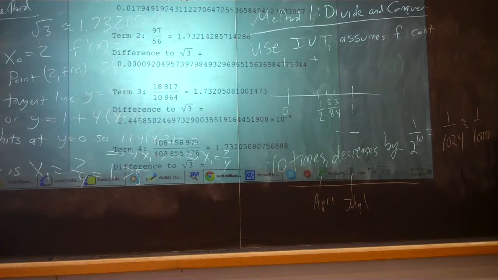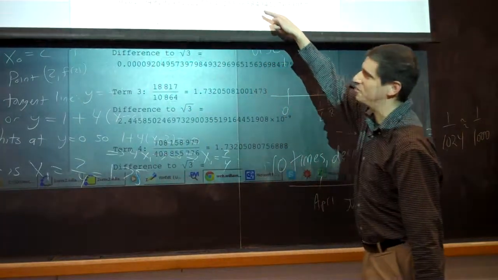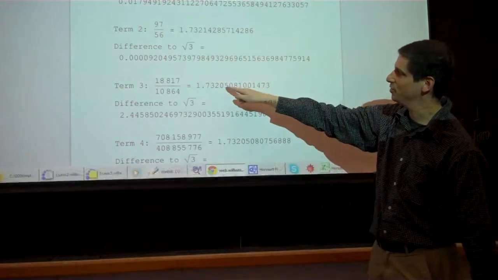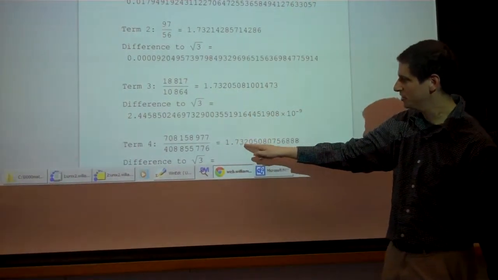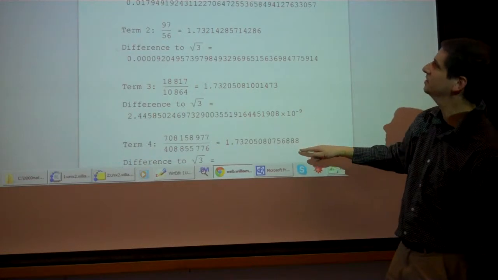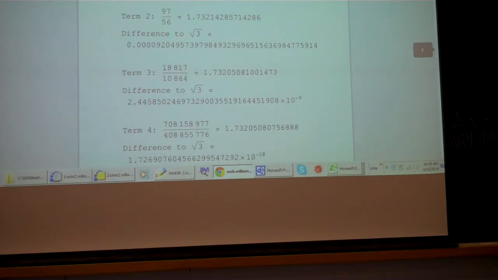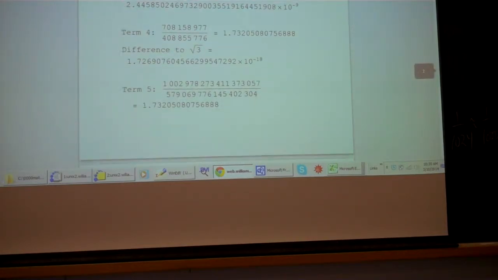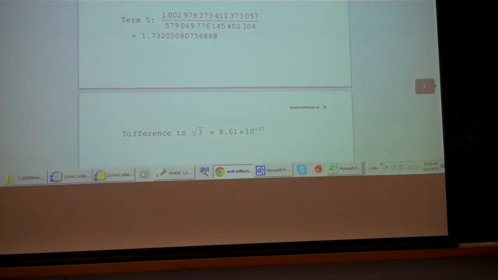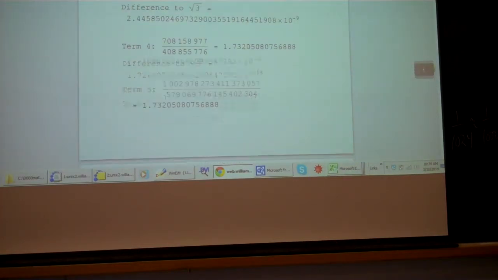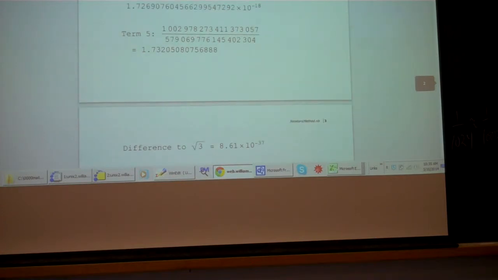So the initial guess was 2, second guess 1.75, dramatically coming down, 1.732. Difference is small. Term 3, 1.7320508. Term 4, 1.732050807568888. The difference to square root of 3 is dramatic: 10 to the negative 18 after 4 guesses. If you wanted to do it one more time, the error is 10 to the negative 37. So let's look at the errors. 10 to the negative 9, 10 to the negative 18, 10 to the negative 37. What do you seem to be noticing?